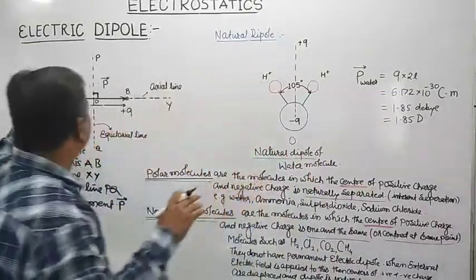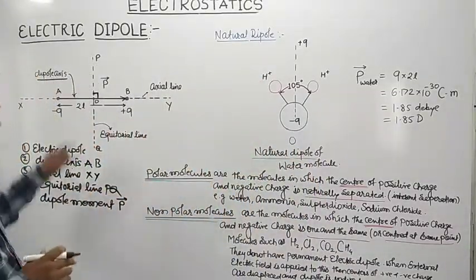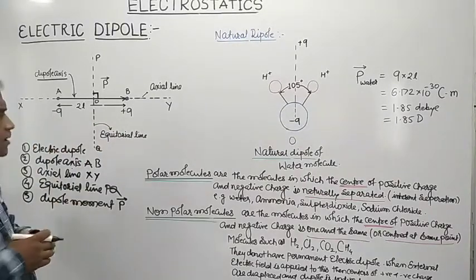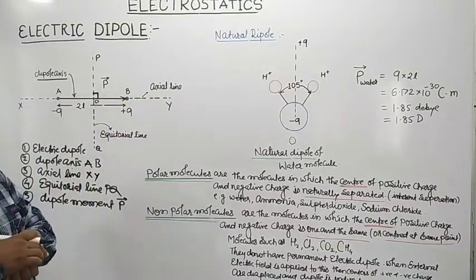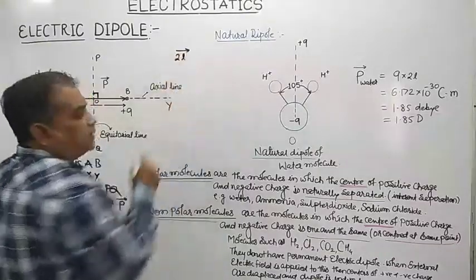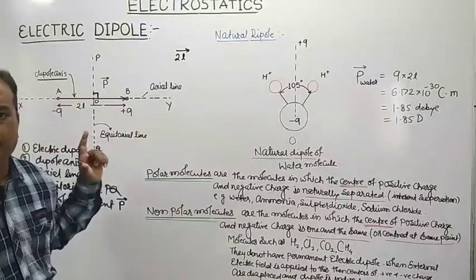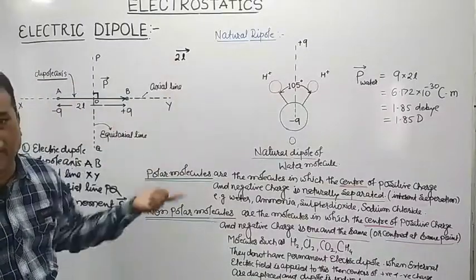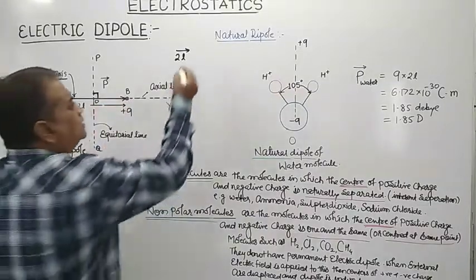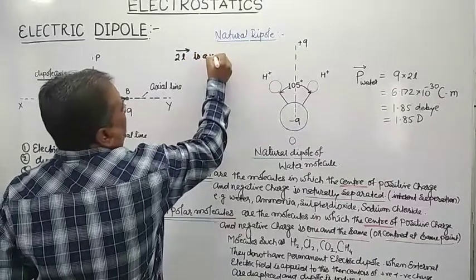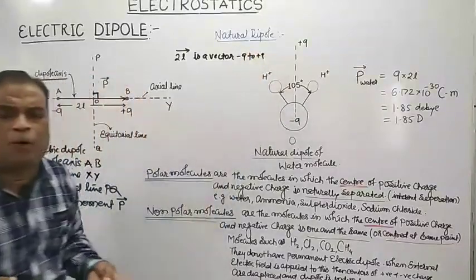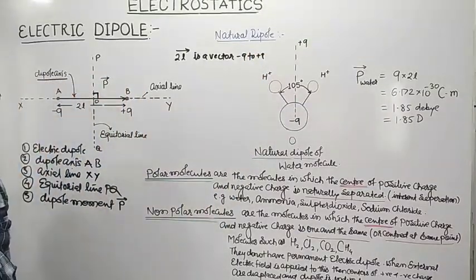To define the electric dipole moment, we have two charges plus q and minus q, equal and opposite, separated by a finite distance 2L. Remember, 2L bar is a distance vector, directed from the negative charge towards the positive charge, pointing from the minus q charge to the plus q charge.